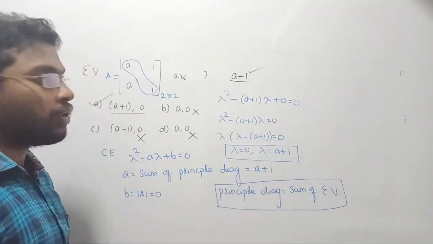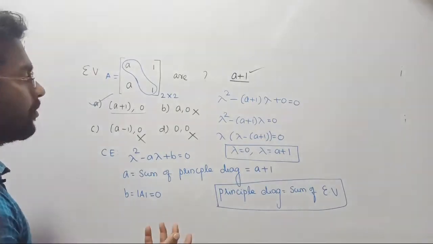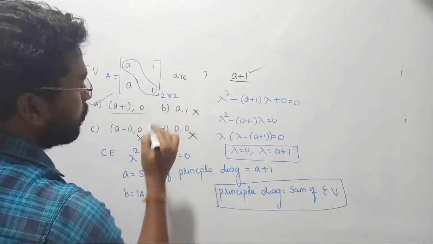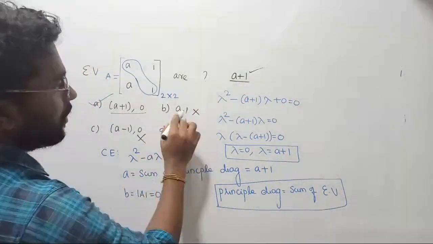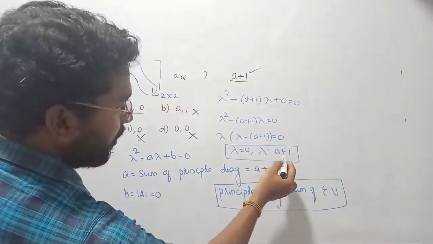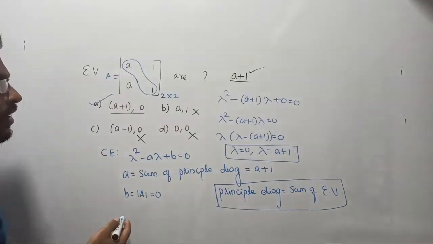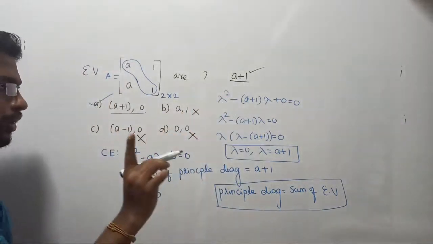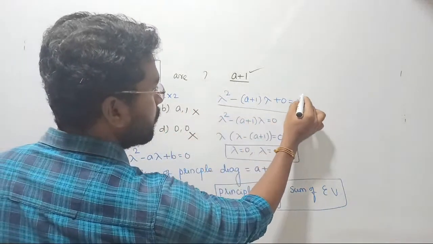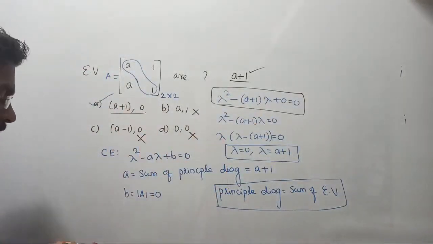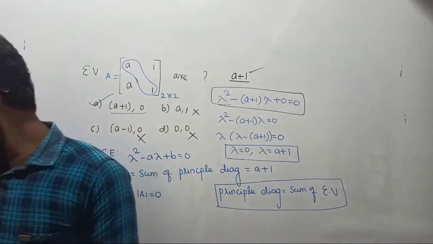Method number 2 won't always work, because sometimes, for example, in this option, if they give 1 instead of 0, what will you do? If I add these two values, I'll get the same value. But this is not the correct answer, because we got the eigenvalue. A plus 1 comma 0 is the eigenvalue, right? Sometimes it may work, and sometimes this property won't work for options. So I'm requesting you to always go with method number 1 while solving this type of equation, right? Fine. Let's see the next one.